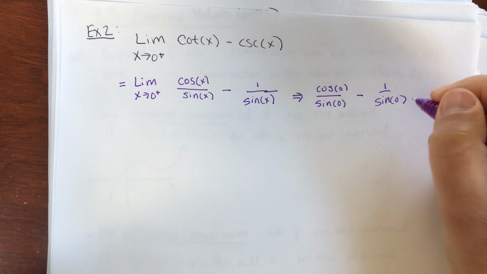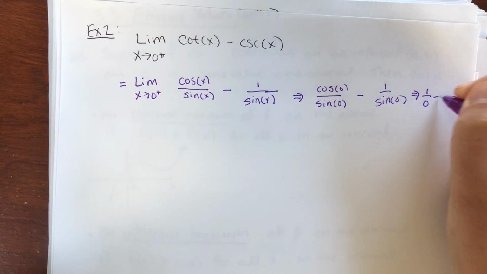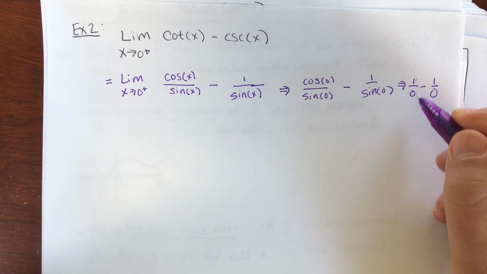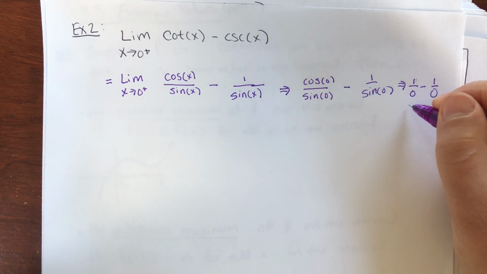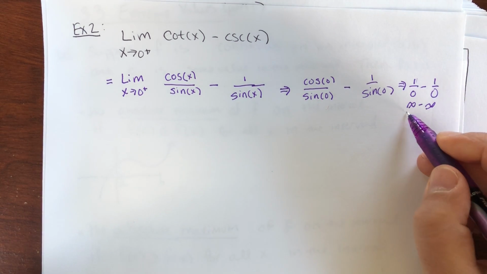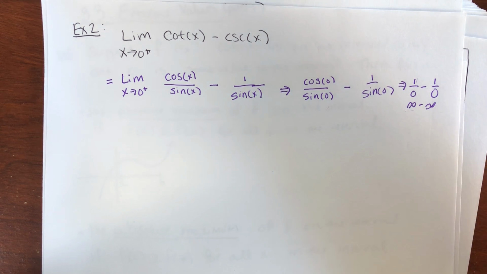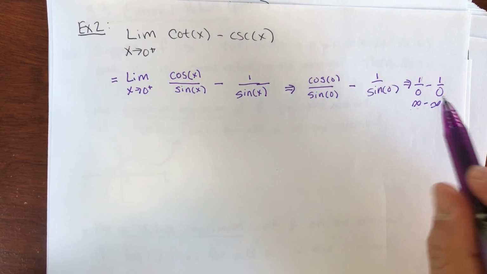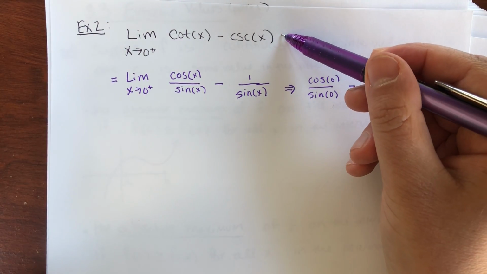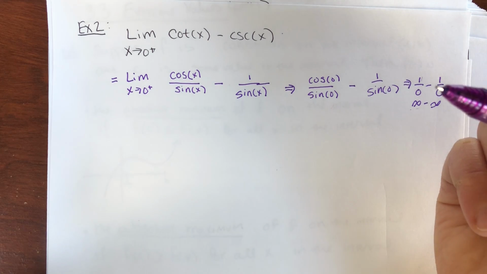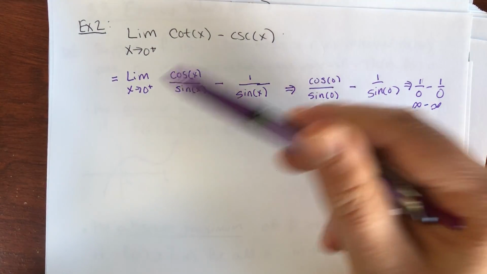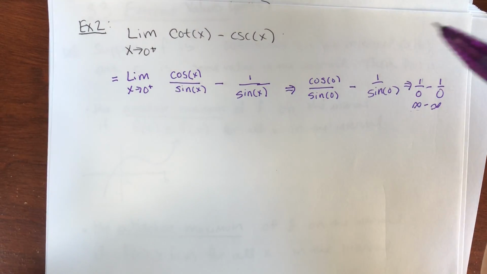Cosine of 0 is 1, sine of 0 is 0, so we get 1 over 0 minus 1 over 0, and 1 over 0 itself is not a determinate form, it's heading towards an infinity. So this is going to be an infinity minus infinity indeterminate form. Right? This is an indeterminate form, therefore this original limit may or may not exist, but we're not sure yet. So what we want to be able to do is to rewrite this in some form so that L'Hopital's rule would apply, and then use L'Hopital's rule.